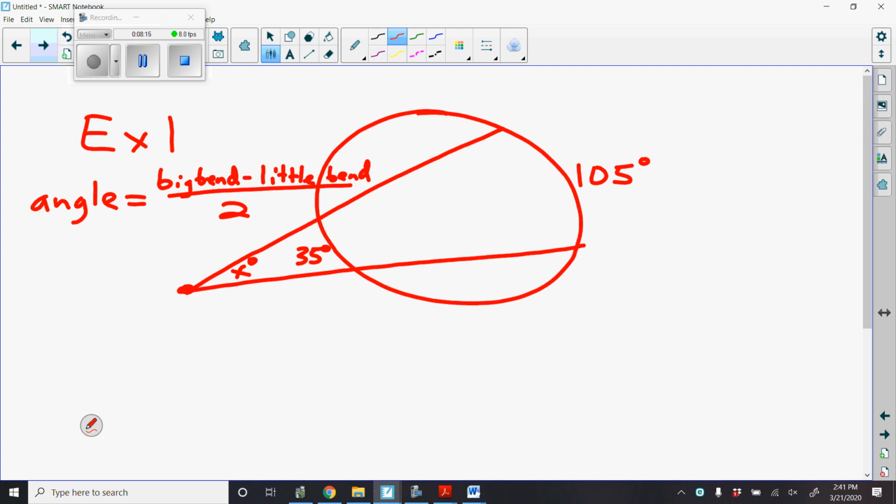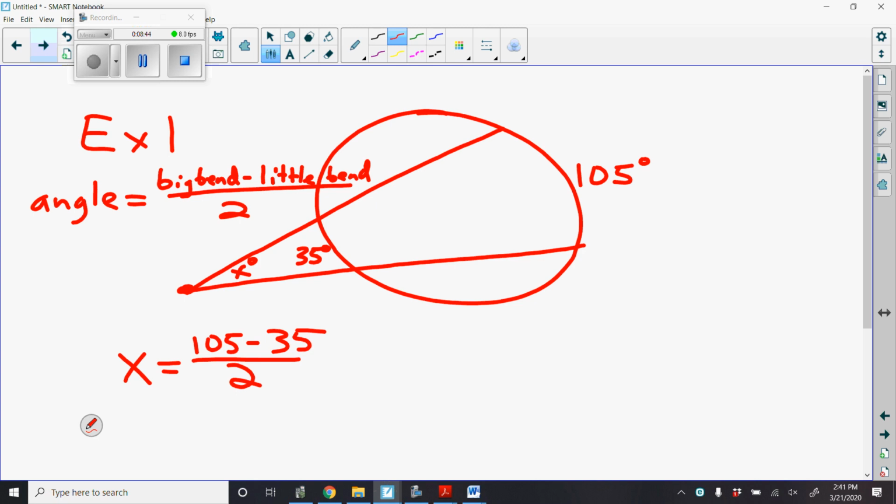So when I see this setup, I say, okay, what's my angle? Well, my angle is listed as x, so I'm putting in x for my angle. And that has to equal big bend. Big bend is 105 minus little bend, which is 35, divided by 2.